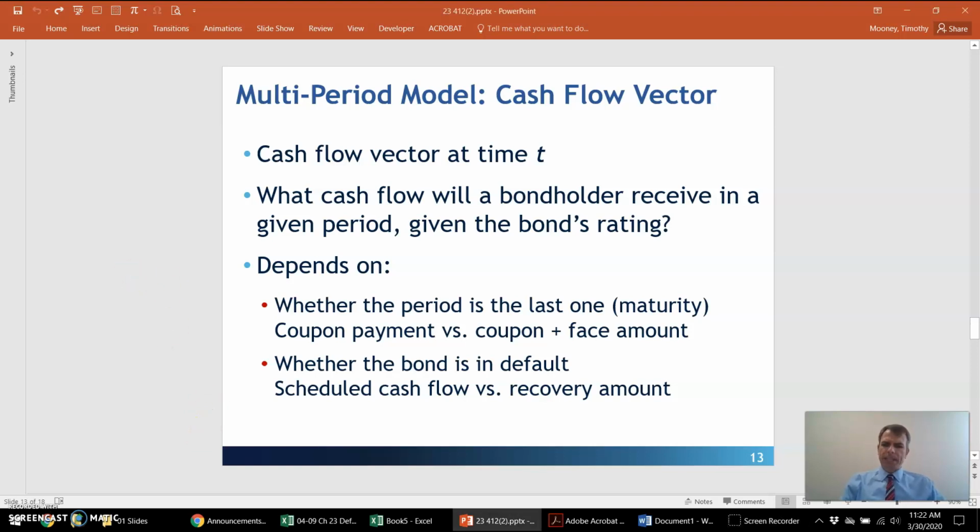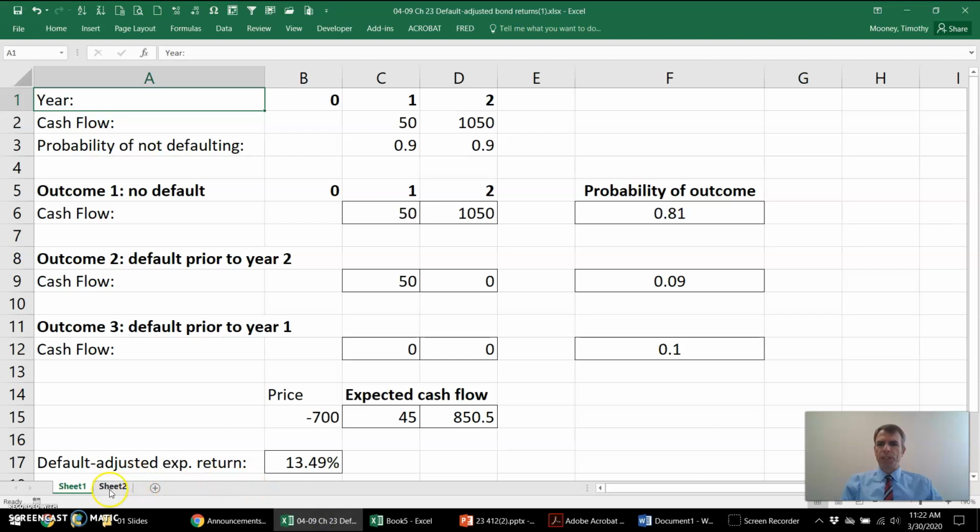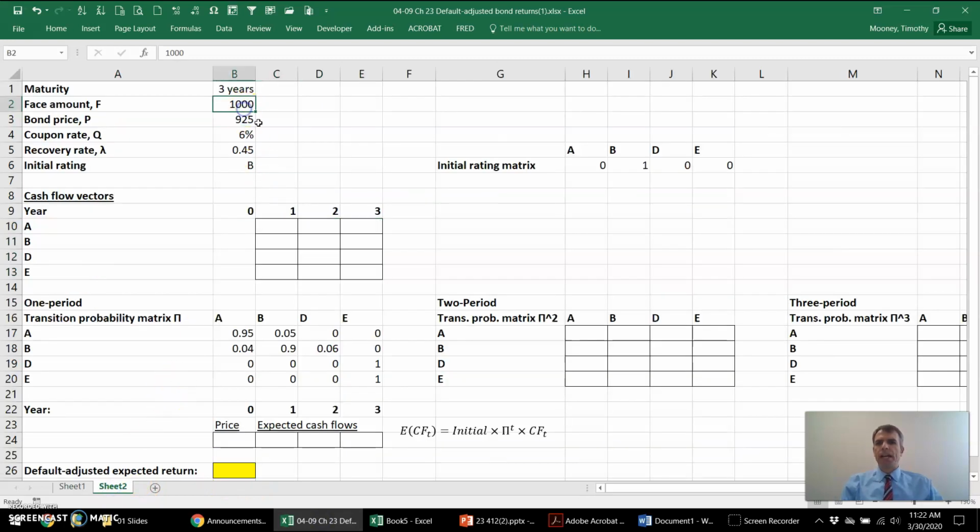But we'll consider a bond. Actually, let's look at the spreadsheet we've been working on in the other tab. We've got a hypothetical 3-year bond that we'll compute the default adjusted expected return for. So it's a 6% bond. We'll assume annual coupon payments, 3 years until it matures, face amount of 1,000. So if all the scheduled 3 coupon payments and face amount get paid without the bond defaulting, we could compute the return that we would earn on a bond like this. And actually at a price of $925.